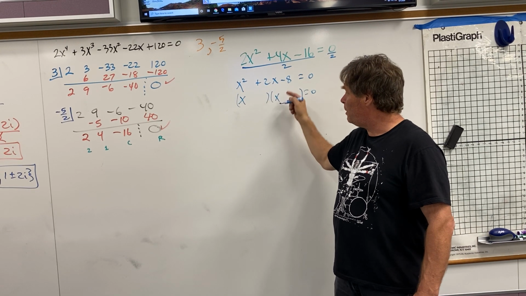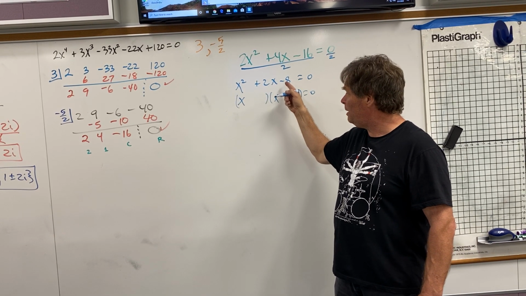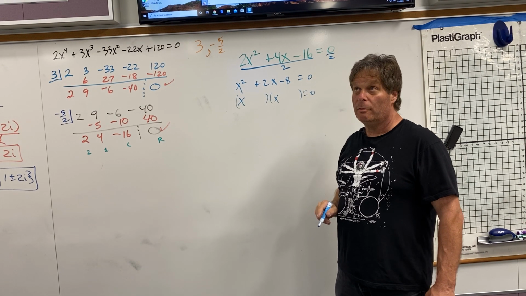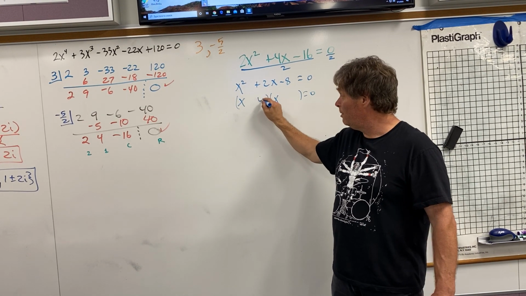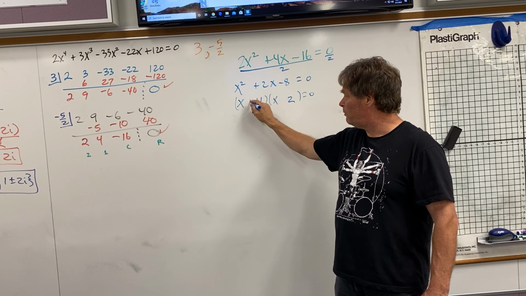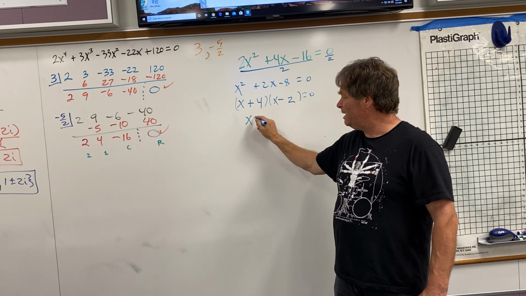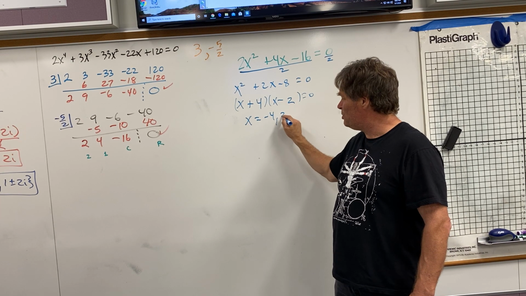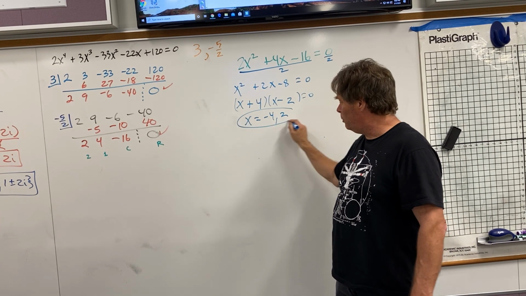But let's see. Oh my gosh, can I think of two things that multiply to be 8 and subtract to be 2? Like, I don't know, 4 and 2. What do you think? 4 and 2. Different signs, bigger one plus, so the 4 is plus. So I get x is -4 and 2. These are the other two roots.